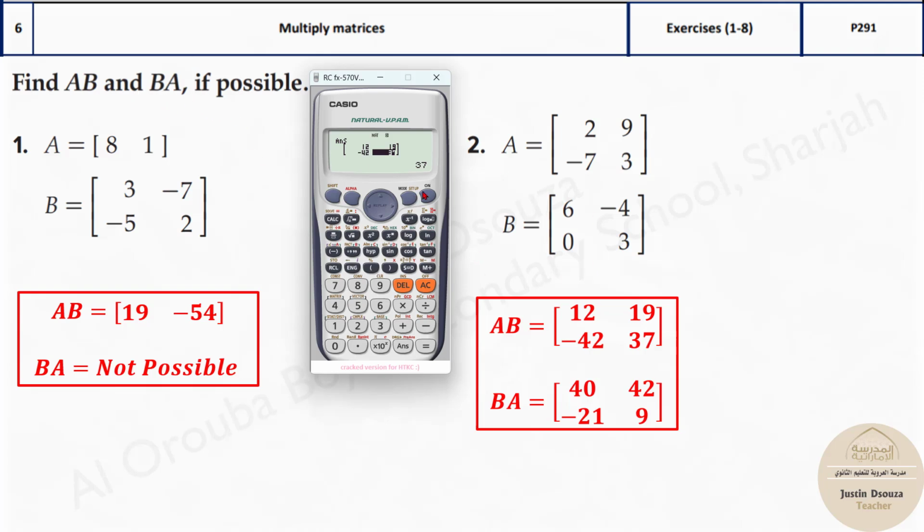For that, you need to again press Shift 4 and press B, that is option 4, multiplied by Shift 4, option 3, that is matrix A. Make it equal. So this is the answer now, 40, 42, minus 21 and 9.